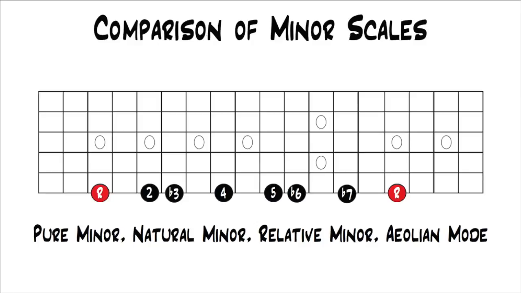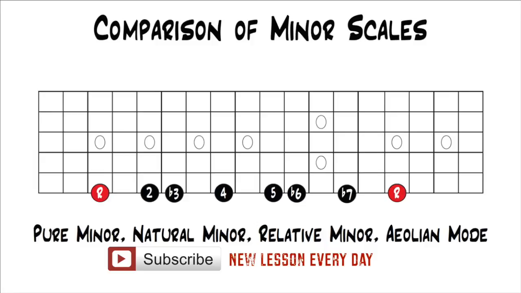And we're going to start with the natural minor scale, pure minor, relative minor, Aeolian mode, any of those. I'll just call it natural minor for this lesson. That's because it's the minor scale in its purest form. This is really the minor scale, and then we're going to compare everything back to it. And as you know, this is the sixth mode of the major scale, and it's the relative minor.